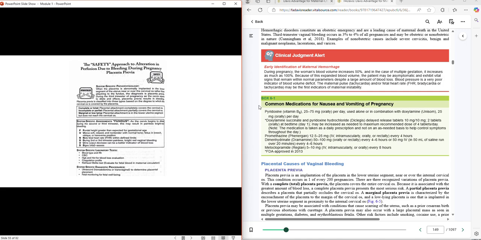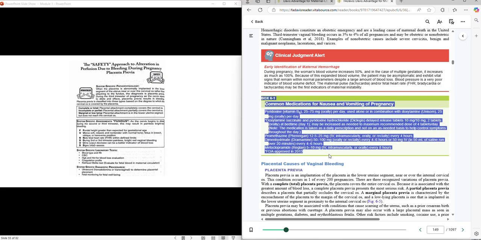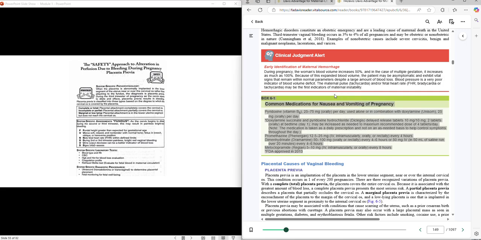Box 6-1 is a wink and lollipop. Okay, you need to know this box here. You need to know what common medications are used for nausea and vomiting during pregnancy. Our big guns are Phenergan, of course. Phenergan is one of our main nausea and vomiting medications.